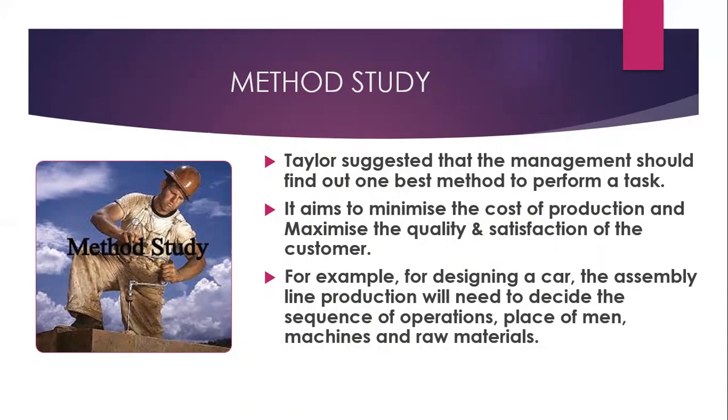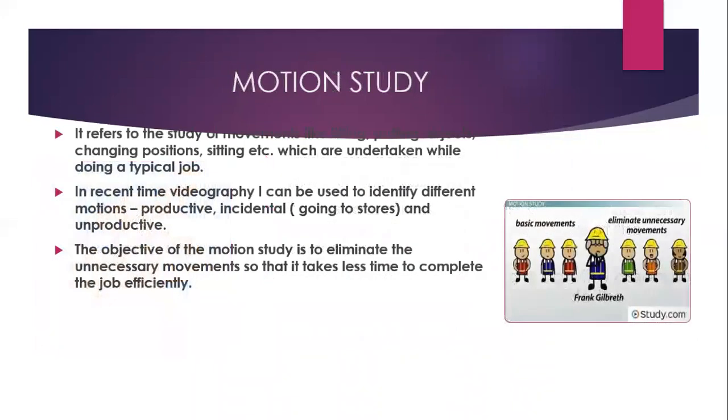For designing a car, the assembly line production will need to decide the sequence of operations, place of men, machines, and raw materials. So a proper, standardized method has to be designed or developed to complete the task. This is method study. Coming to motion study.